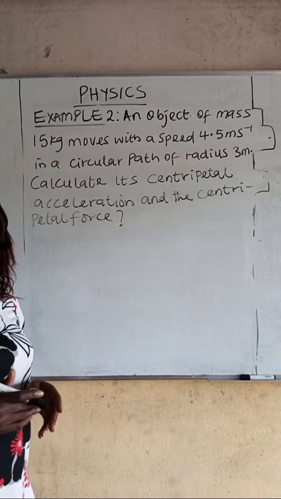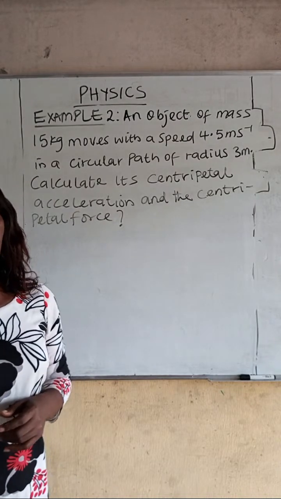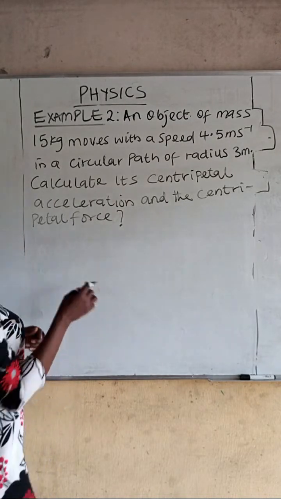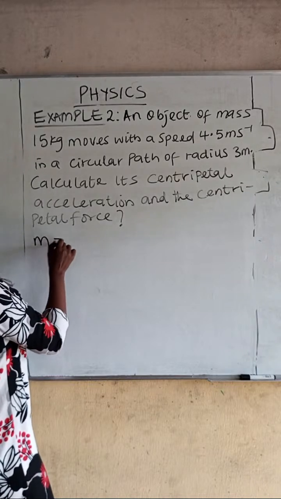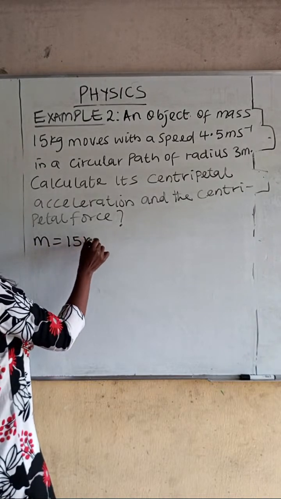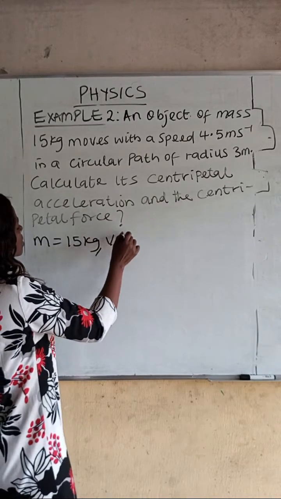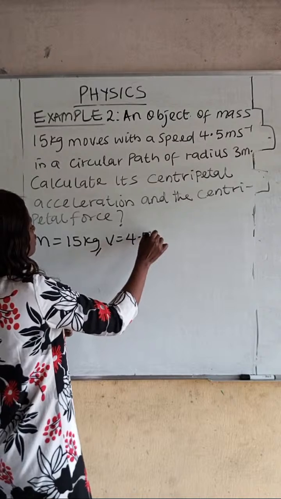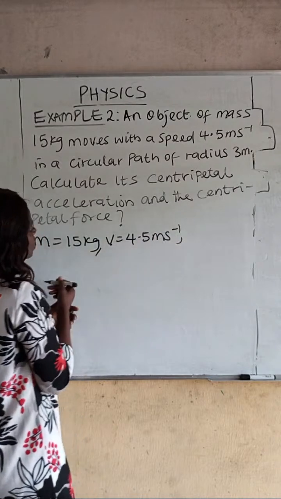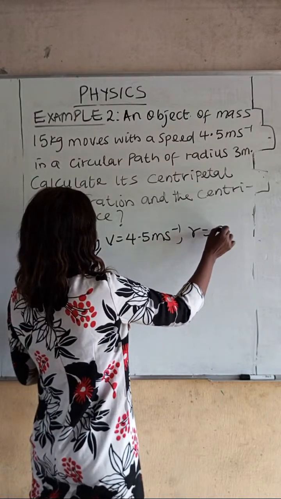So the first thing we are going to do is state our parameters. And what are the parameters? My mass is given as 15 kilogram. My velocity is given as 4.5 meters per second, and my radius is given as 3 meters.